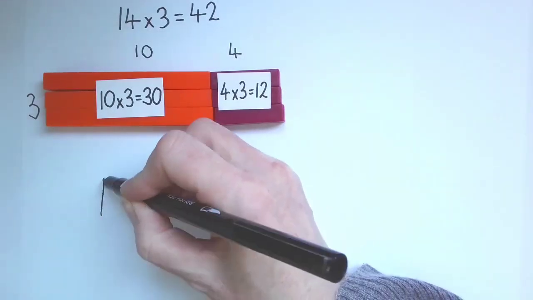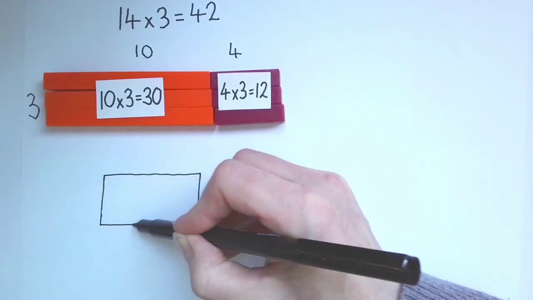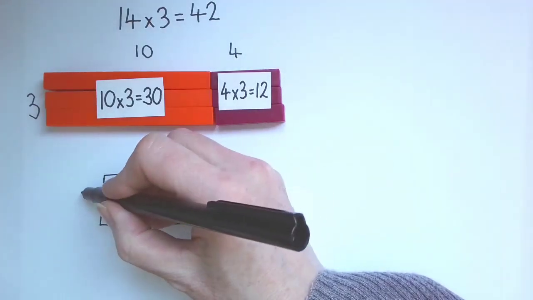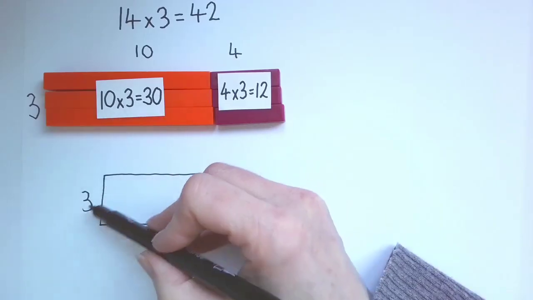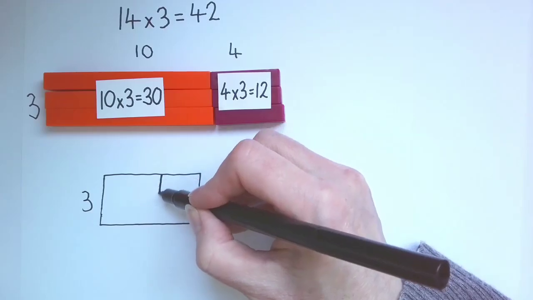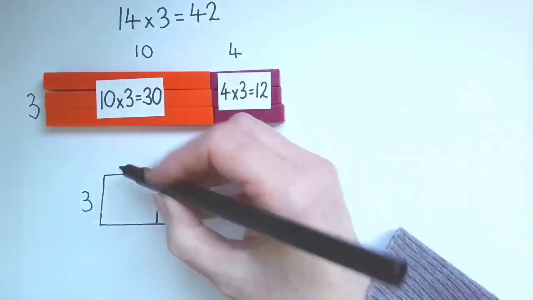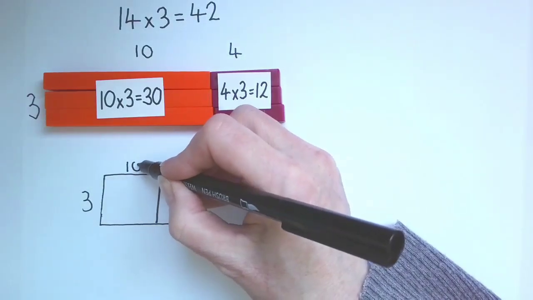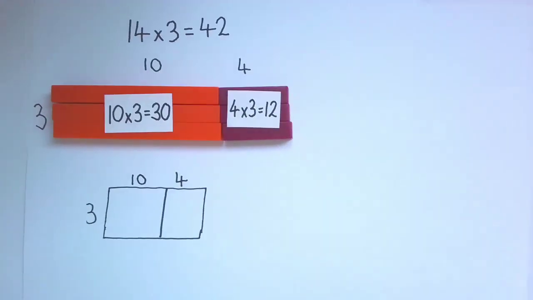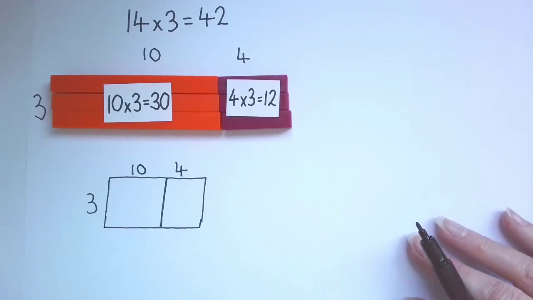So we can do this first of all using manipulatives, and then we can represent it pictorially. So sometimes this is called the grid method or the area model. And I'm going to write in, just as I did here, I'm multiplying by 3, and I'm going to split my number up, partition my number, 14, into the 10 and the 4, so that I can see the 2 separate calculations that I need to do.